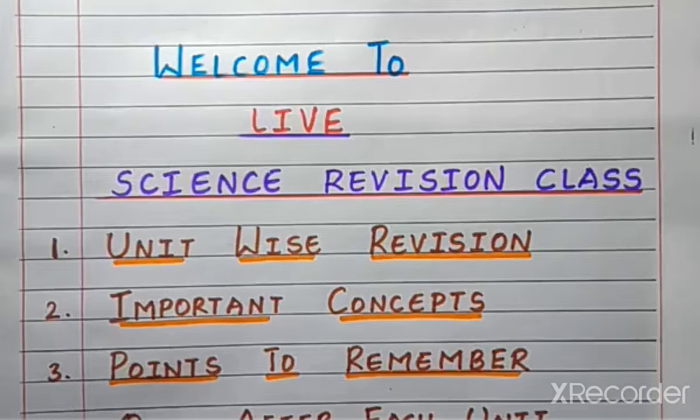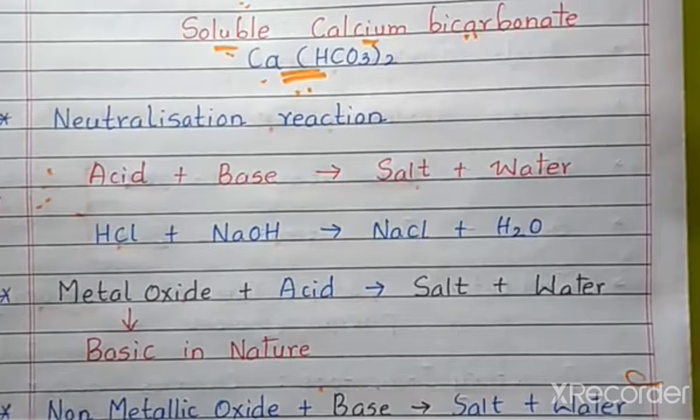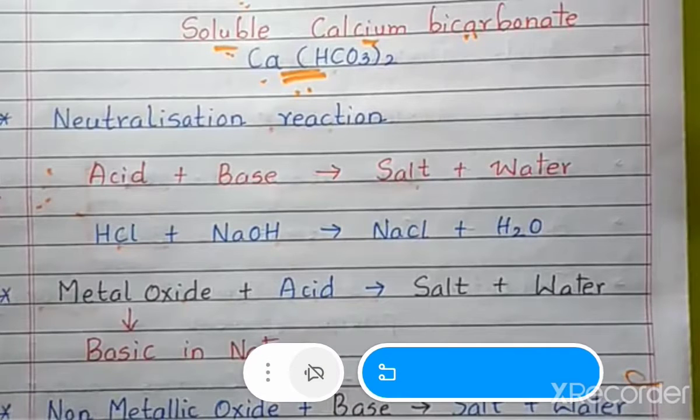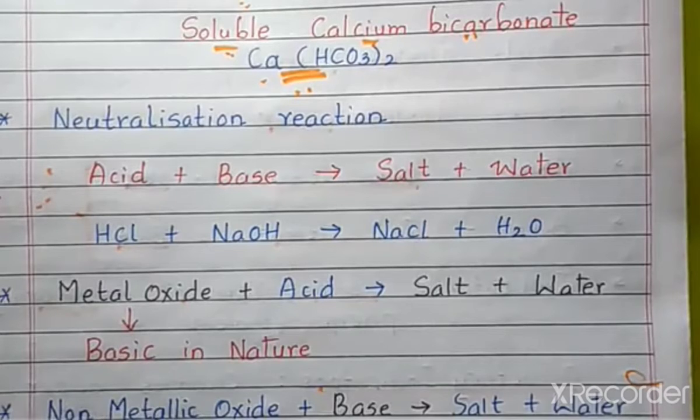Unit wise revision, important concepts, points to be remembered. Part 2, neutralization reaction. Here, acid reacts with base. There is a formation of salt and water. For example, acid is HCl, and it reacts with base NaOH. There is a formation of sodium chloride and water.